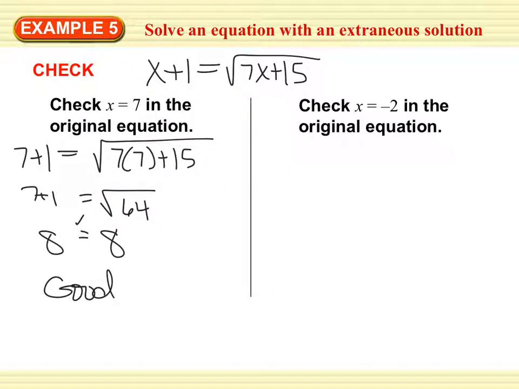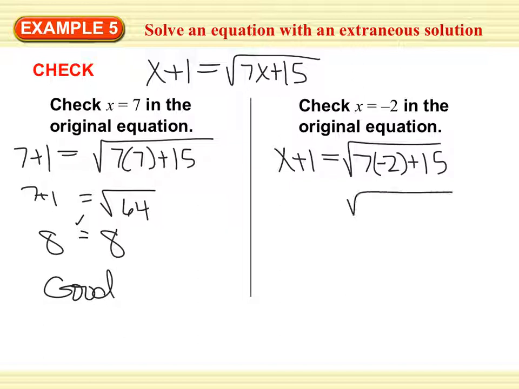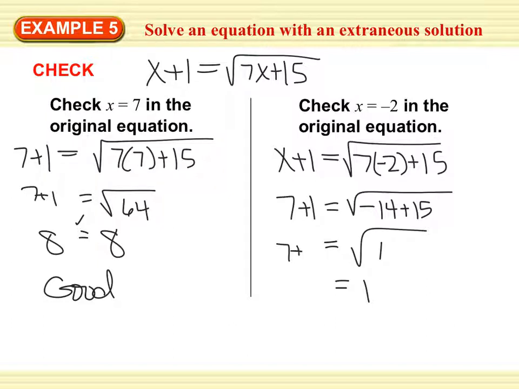I'm going to assume that this one is not good, but we will check our work anyway. Let's see, I have a negative 14 plus 15 is 1. So negative 2 plus 1 is negative 1. 8 is not equal to 1. Nope, that one doesn't work.